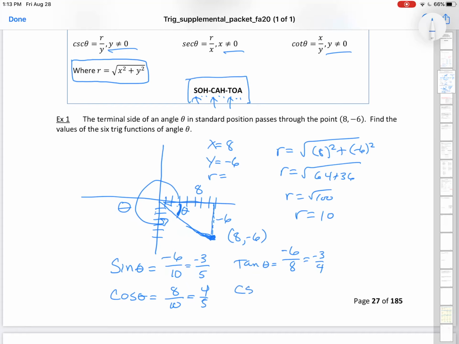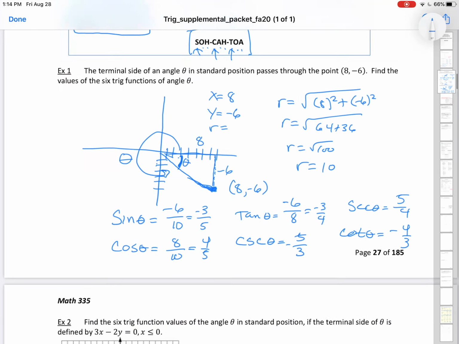Then we've got cosecant theta. That's the flip of sine. Easy now, negative 5/3. So notice cosecant is bigger than sine. And then we have secant theta. What's that? That's the flip of cosine. That's 5/4. And then we have cotangent theta. No question who to flip there. Negative 4/3. And so you'll want to just early on associate sine and cosecant as flips of one another.